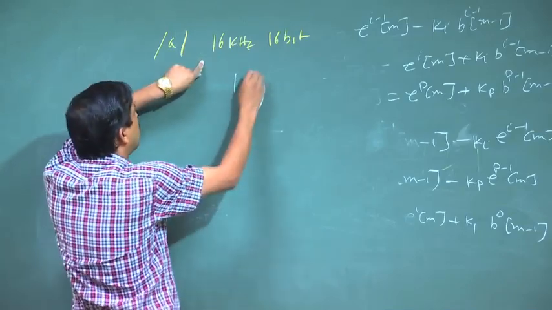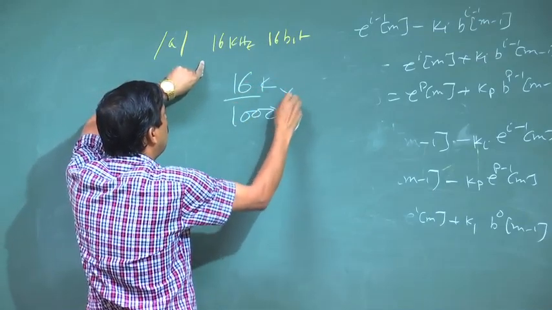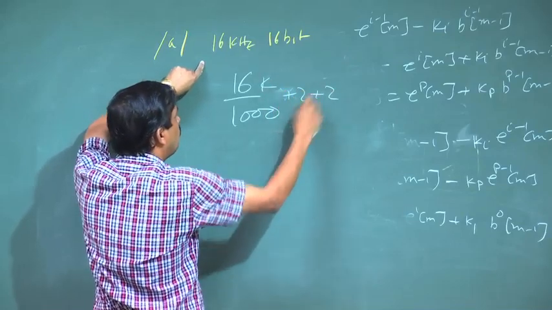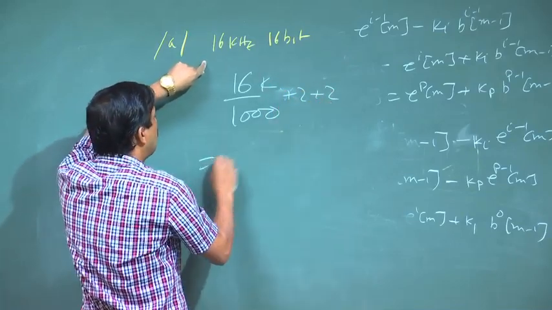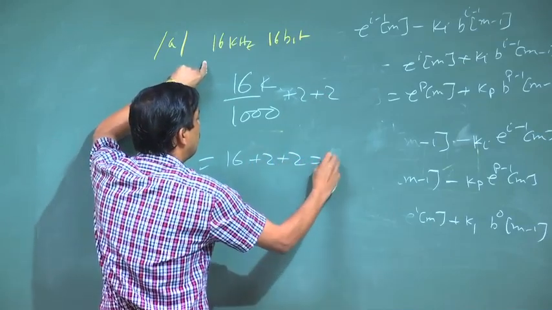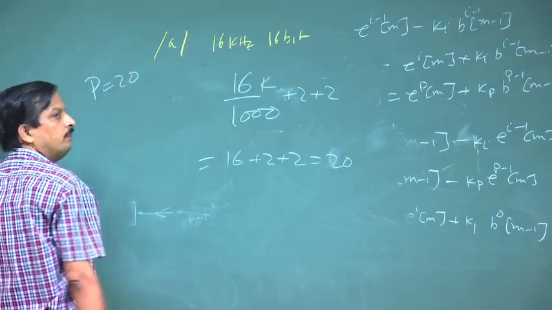16 kilohertz, so 16K divided by 1000, plus 2, 2 for glottal, 2 for radiation. So, I can say 16 plus 2 is equal to 20. So, I can get P is equal to 20.